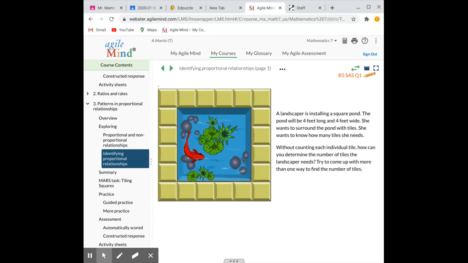My brain just went slow for a second. You're good. At least it's trying. What was the question you said? I'm sorry. Good job, Jashandra. He said 16. All right. But that's only going to be the length and the width. Is it going to cover the corners? No, it wouldn't.